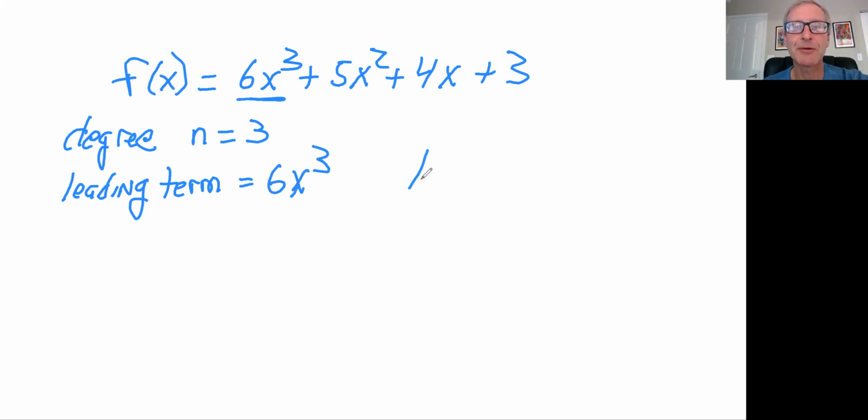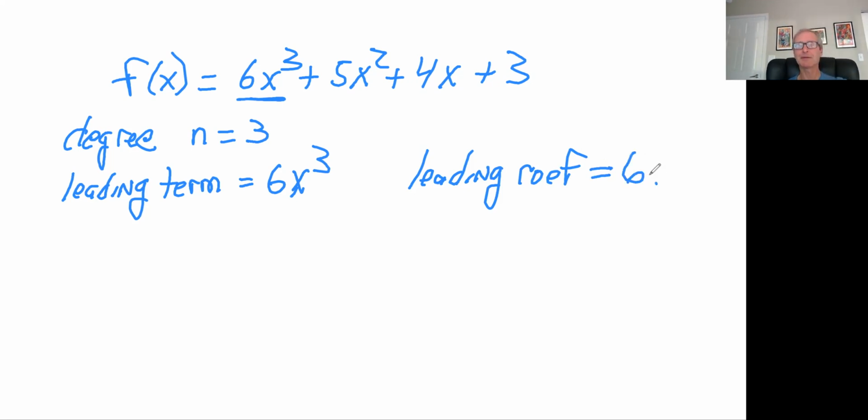Sometimes we talk about leading coefficient, and that would be the number 6. So whatever's in front of the highest exponent. Most of the time, we really focus on the whole leading term. And then we do know one other thing, right? What is the y-intercept of this equation? Well, remember, it's when x equals 0. And so when you plug 0 in, the 6x cubed goes away, the 5x squared goes away, and the 4x goes away. And so this is x equals 0, y equals 3.